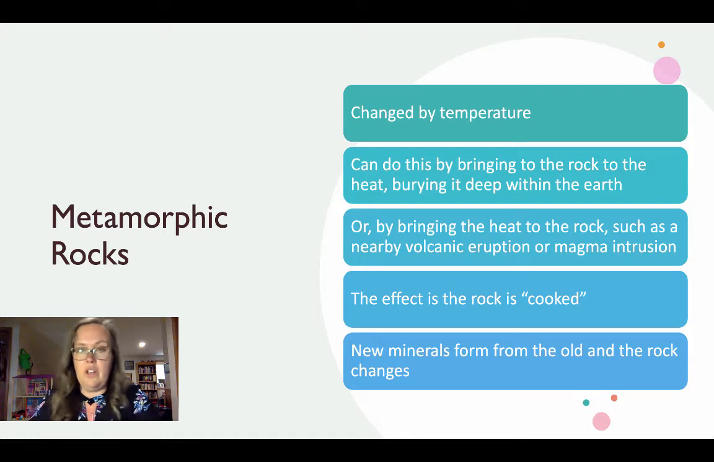Or the other way you could do it is you could bring the heat to the rock, such as a nearby volcanic eruption, or maybe there's magma that's rising up to the surface. That will come in contact with the rock that's already there, and what happens is it kind of cooks it. So the atoms rearrange in that cooked area with the aid of temperature, and they make new minerals. And so you have a rearrangement of atoms to make new minerals, and those are metamorphic minerals.